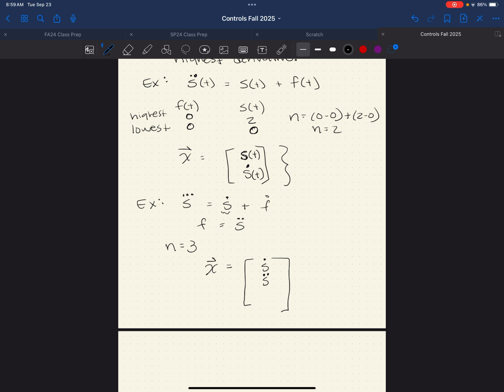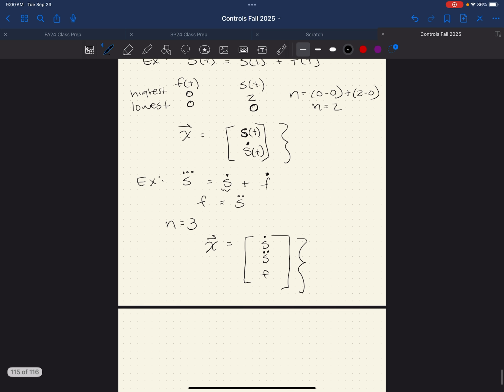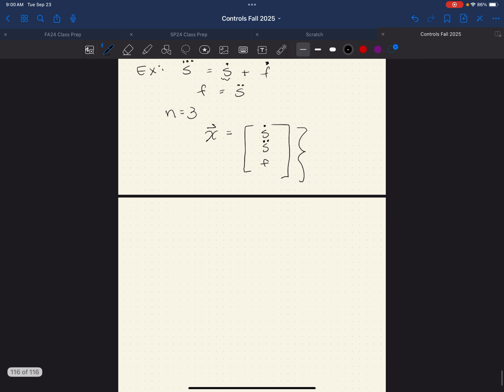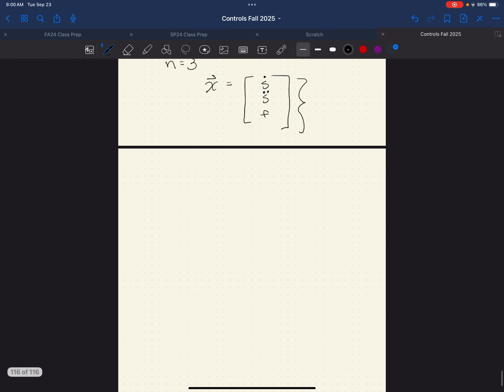Okay, now let's start with our f terms. My lowest order of f is the 0th derivative, so just f, and then my highest order is that very next one, and we do not include the highest order, so I do not include this f dot, which is good because we already know that we've filled out the 3 items that go into this vector. Excellent. So now we know the state vector for these 2 systems.